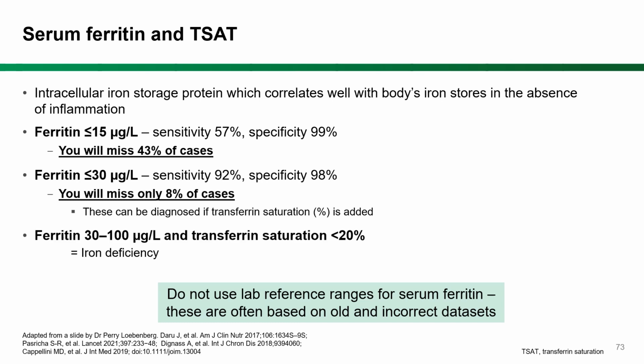What do you do with patients with ferritins between 30 and 100? Well, in these cases, you have to also do the transferrin saturation. And if that is less than 20%, then you can also make a clear diagnosis of iron deficiency and treat the patient as such.